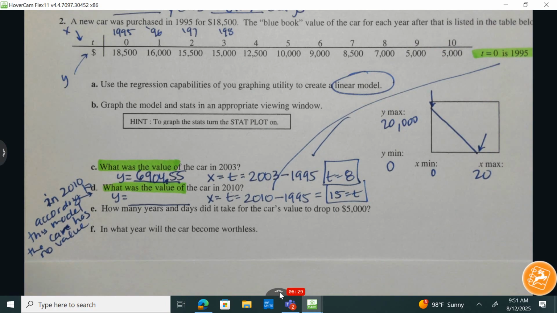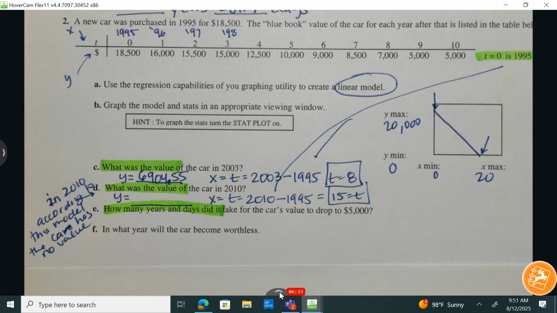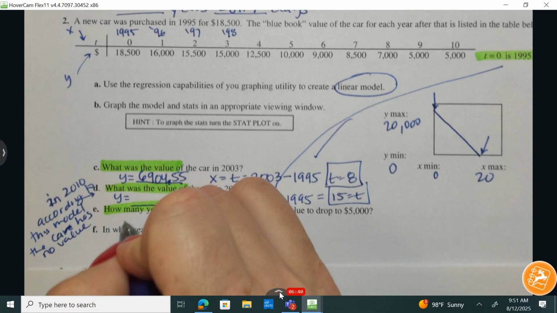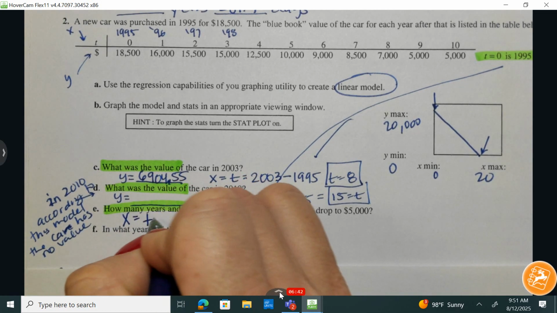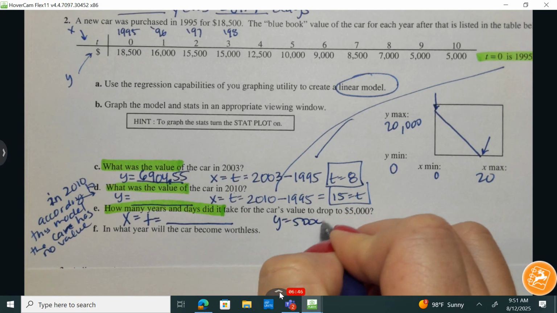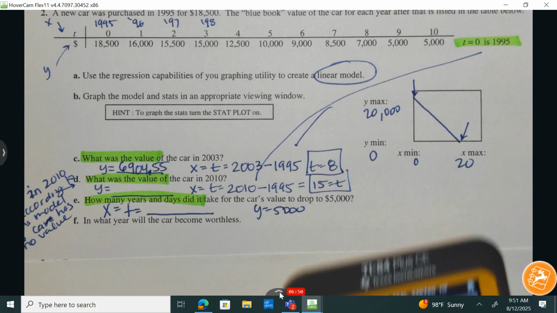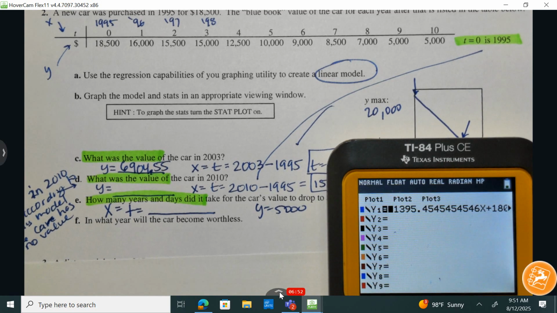Okay, next up. Here we go. How many years and days? Okay, is that an X or a Y part? How many years and days? Is time X or Y? X. So whether you say X or you say T, let's write that down. And our Y value is 5,000. I personally like when they give us the Y's because we get to go up to Y equals.